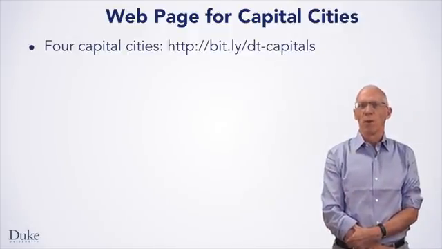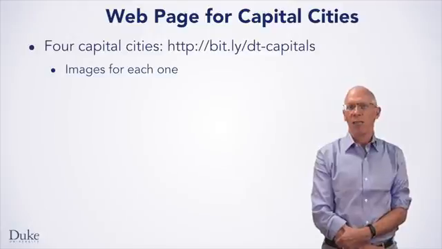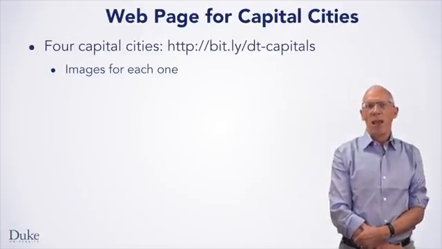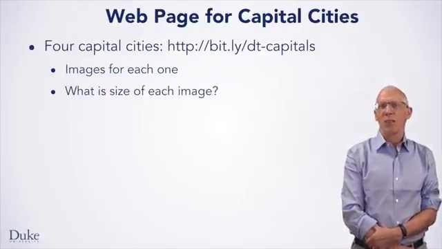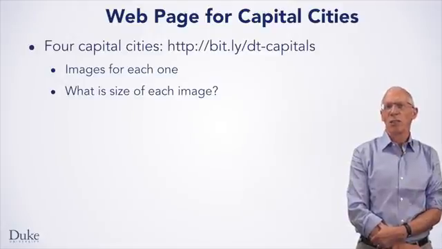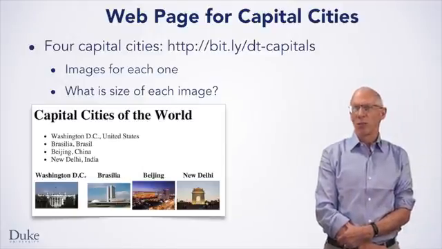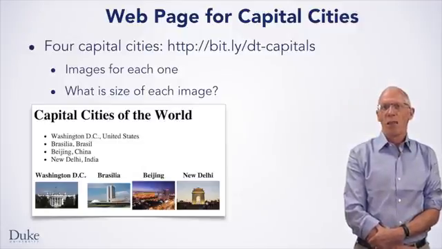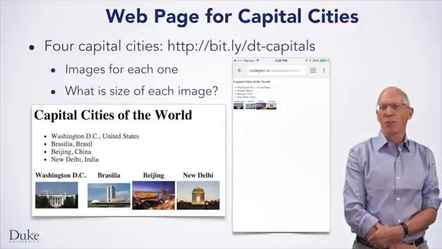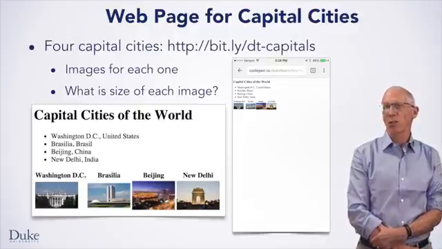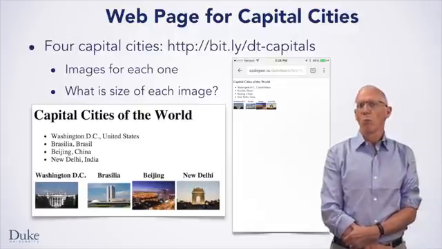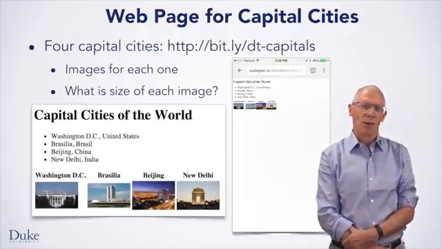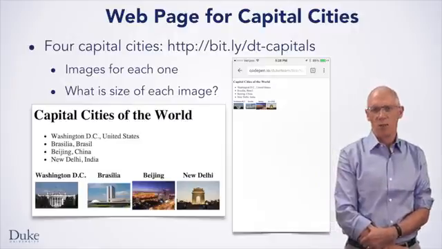We will have an image of each of 4 capitals, and we'll have to specify the size of each image. As you can see in the displayed web page, there's a list of 4 capital cities and 4 photos for the capitals. If you look at this page on a mobile device, it will look slightly different because the screen is smaller. We will look more closely at the HTML and CSS that create this web page.